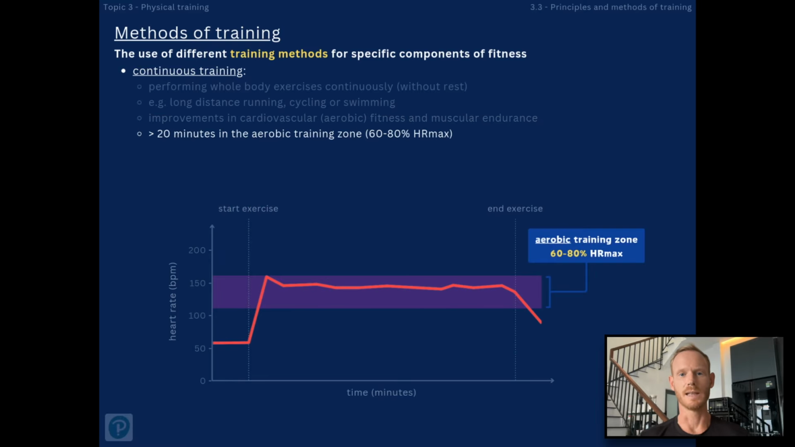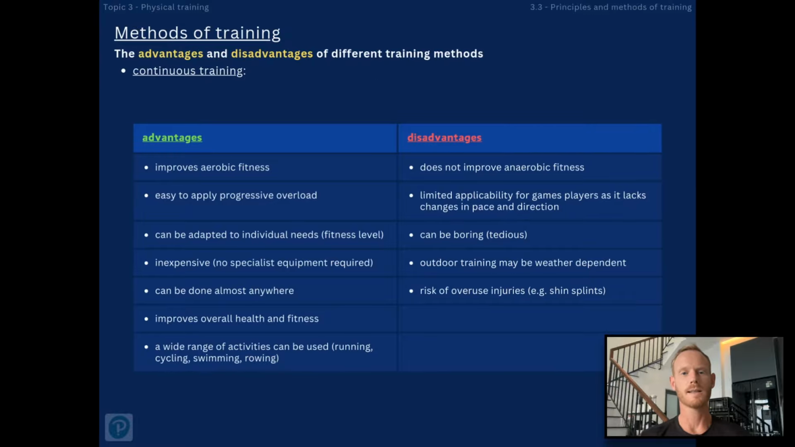Continuous training should be sustained for a minimum of 20 to 30 minutes if it's to be effective, and heart rate should be maintained between 60 and 80% of maximum heart rate, that is, within the aerobic target zone. This table summarizes some of the main advantages and disadvantages of continuous training.